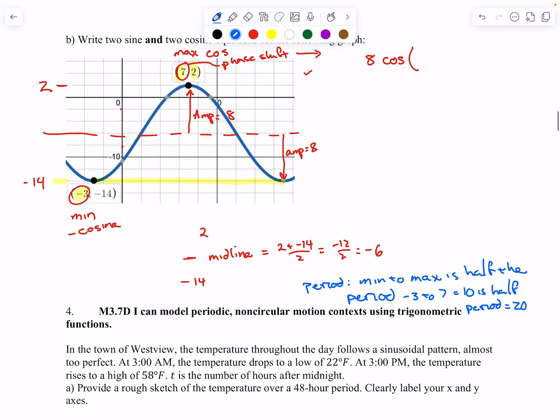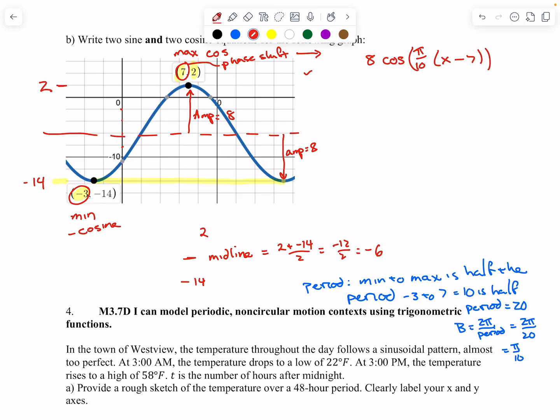And then let me just scribble this down here. B is 2 pi over the period. How many times have we said that? Okay, so pi over 10. And again, every variation, the only difference between the cosine curves and the sine curves is the phase shift. Everything else stays the same. The 8, the pi over 10. The other thing that might change is there might be a negative in front of the 8, but otherwise, everything is the same. So for max, it's phase shift of 7.